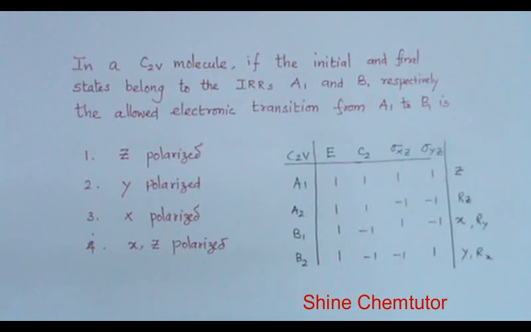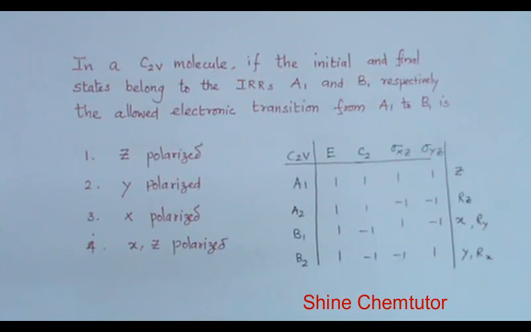In this video, we are going to solve a problem on group theory. In a C2V molecule, if the initial and final states belong to the irreducible representations A1 and B1 respectively, the allowed electronic transition from A1 to B1 is: options Z polarized, Y polarized, X polarized, X and Z polarized.